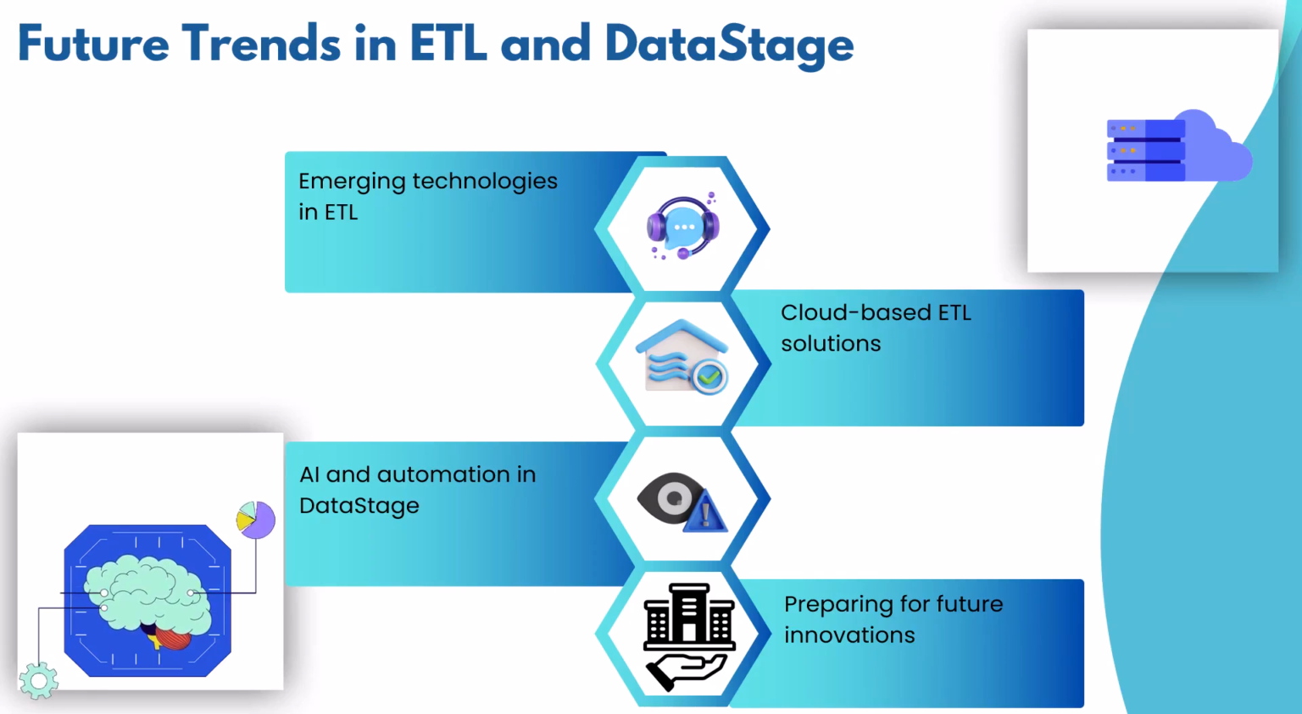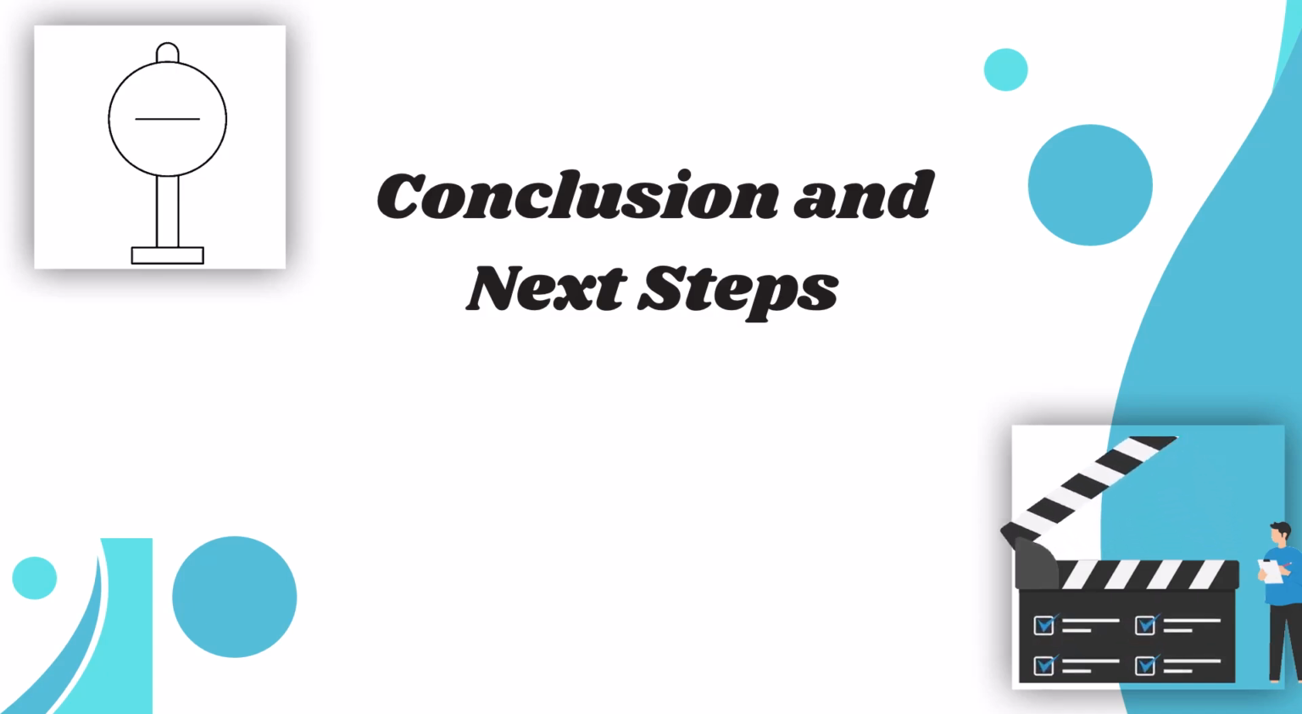ETL is evolving, just like fashion trends, but hopefully with fewer questionable choices. Emerging technologies are changing the game. Cloud-based solutions mean you're not tied to traditional infrastructure. With AI and automation, that's the magic wand making ETL faster and smarter. And staying ahead means keeping an eye on innovations, so you're not stuck using outdated methods while everyone else moves forward. So here we are, the finish line.